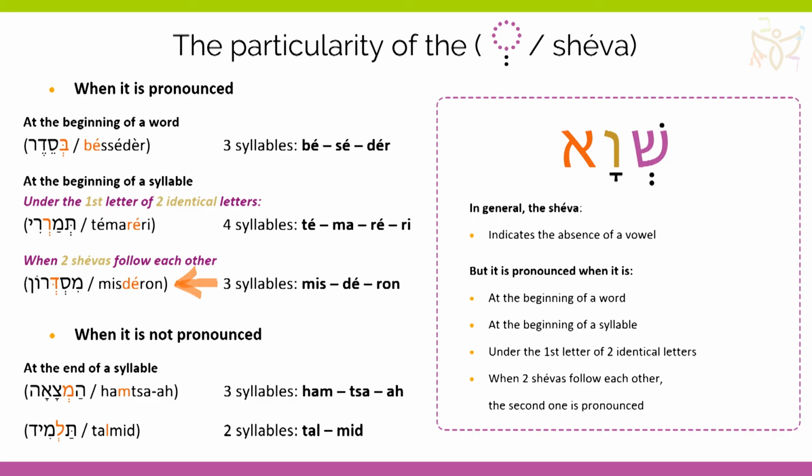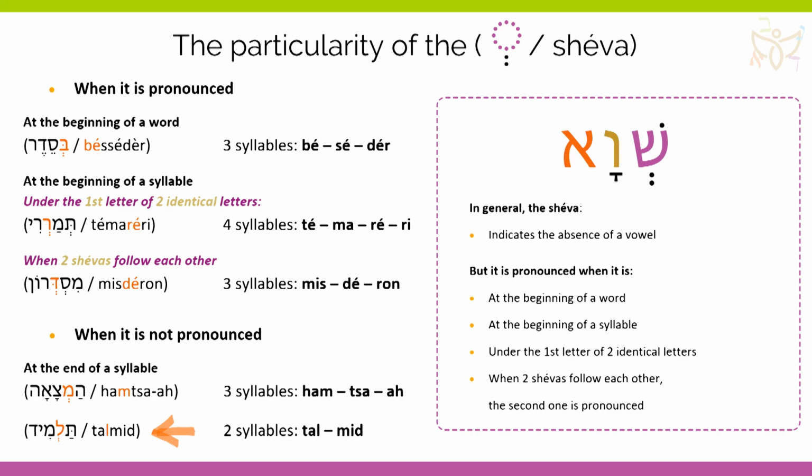Example with the word misdaran, the first shéva is not pronounced while the following one, which starts a syllable, is pronounced. On the other hand, the shéva is silent when it closes a syllable. Example with the word hamsa. The word is composed of 3 syllables, ham, sa, ah, and the shéva under the letter mem is silent because it closes the syllable ham.